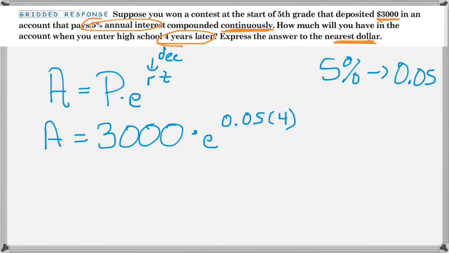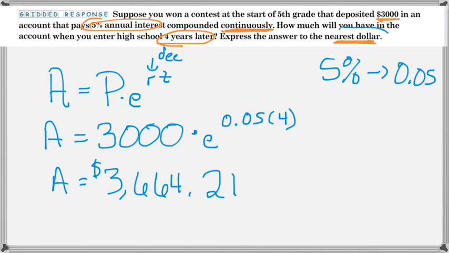Now, if you have just your phone calculator, you can turn your calculator sideways. E is one of the features that will show up. And so you can just even use your phone calculator to help find this number. And so this number is $3,664.21. But it wants me to round it to the nearest dollar. So that means this 2 is going to tell the 4 to stay the same. So this will be approximated to $3,664.